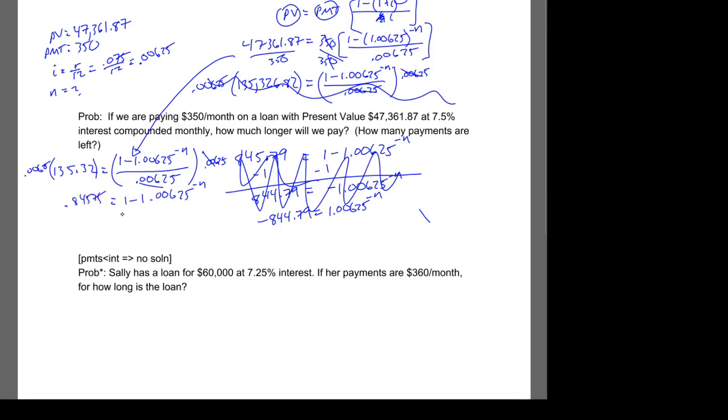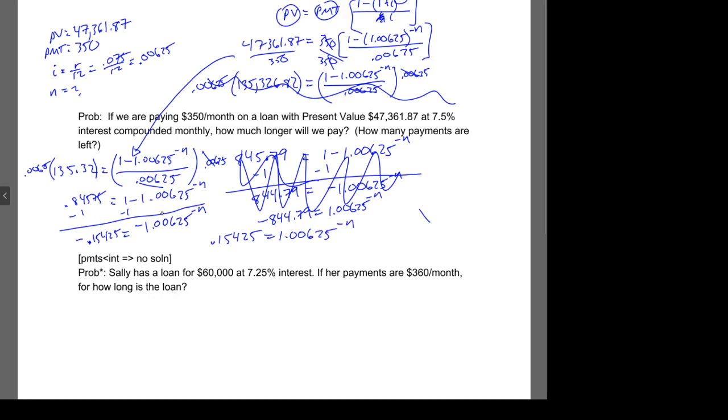0.84575. And now we can subtract 1 from both sides and see something interesting will happen. We have minus 1.00625 to the minus n. And over here we have, subtract 1 from that. We have minus 0.15425. Now, these are both negative things. So I'm going to multiply both by negative 1. And we'll get 0.15425 equals 1.00625 to the minus n.